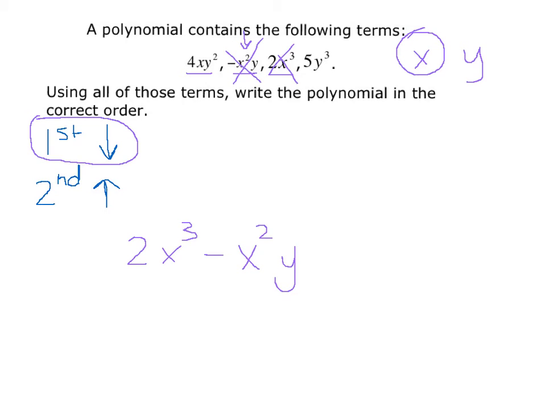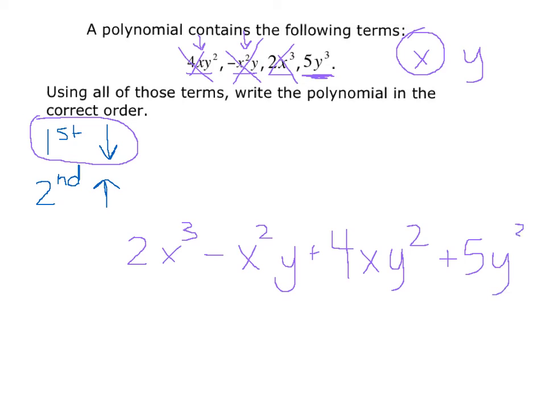And now we still want to have those x terms decreasing, and we need to use all of the x terms before we begin just the y terms. So we have our x to the first term. So we want to include that one next. And finally, we have our 5y to the third term.